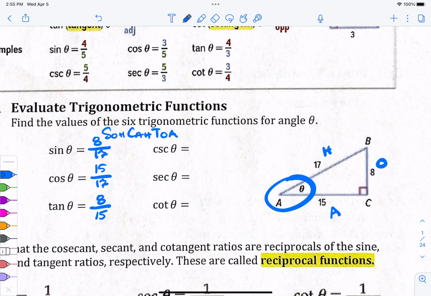Okay. Now, let's talk about what these guys are. These guys are what's called the reciprocal functions.